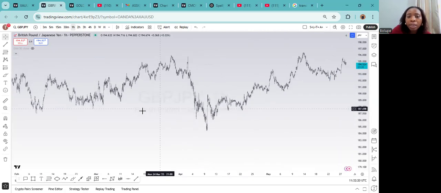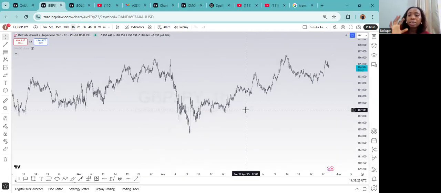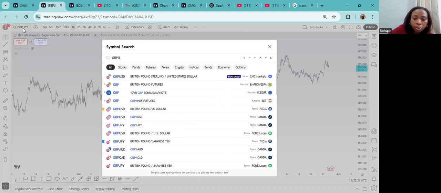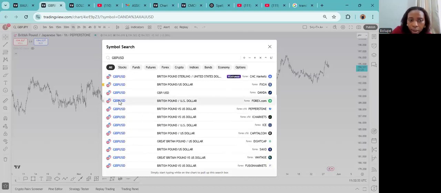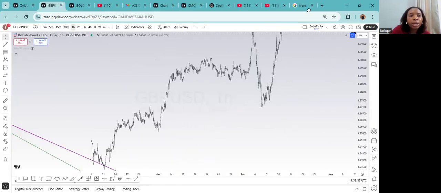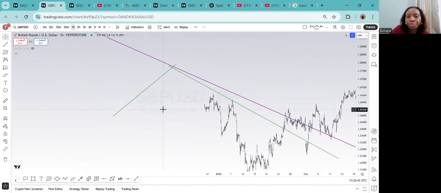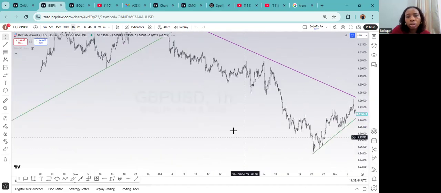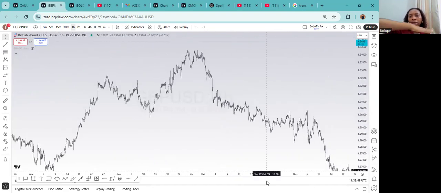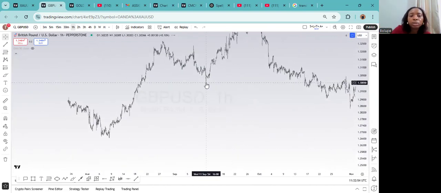So how do we identify market structure? In market structure, price is either going up or going down. Let me use GBPUSD as our case study. We are either going up, going down, or sideways in a range, right? So that's three structures that price can form.